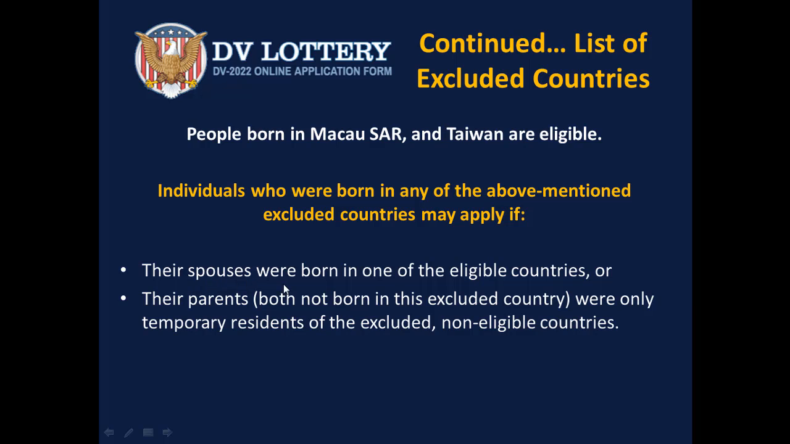Their spouses were born in one of the eligible countries, or their parents, both not born in the excluded country, were only temporary residents of the excluded, not eligible countries.